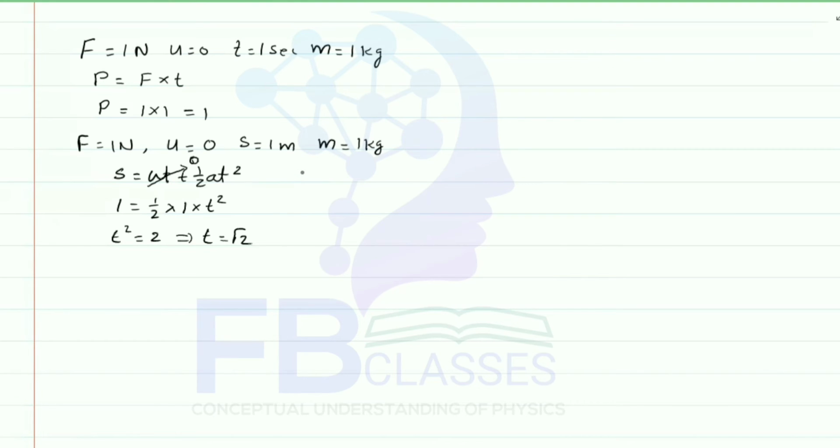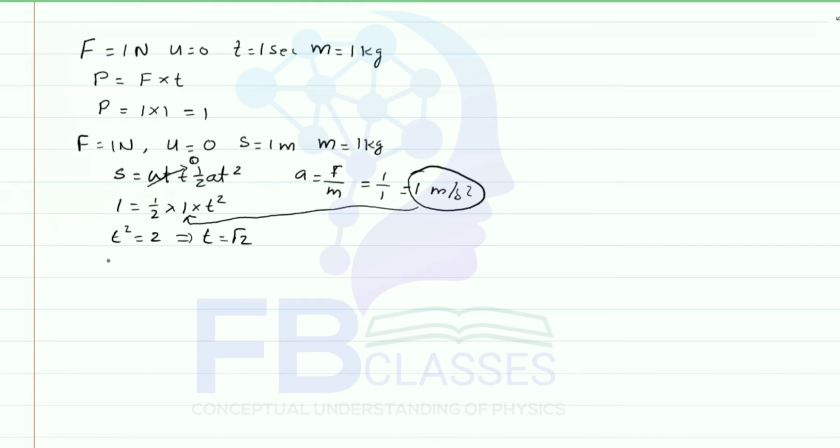How did a come? a is equal to F by m. Yes or no? So F is equal to 1 Newton and mass is equal to 1. So 1 by 1 is equal to 1 meter per second square. That is the value we substitute in this equation.